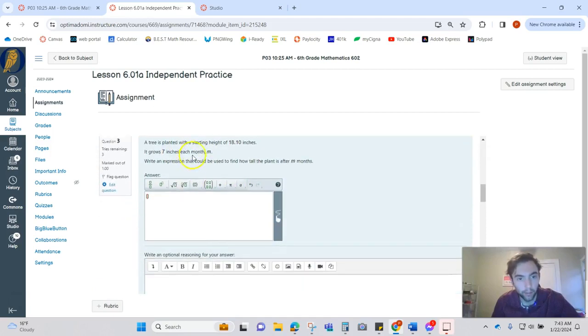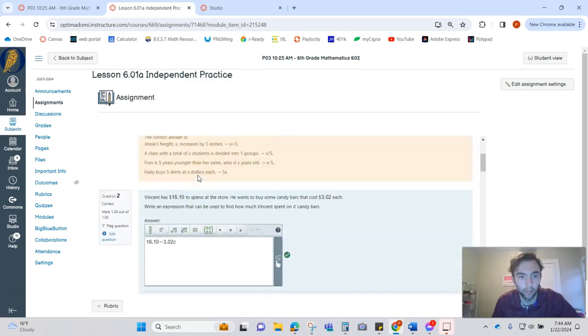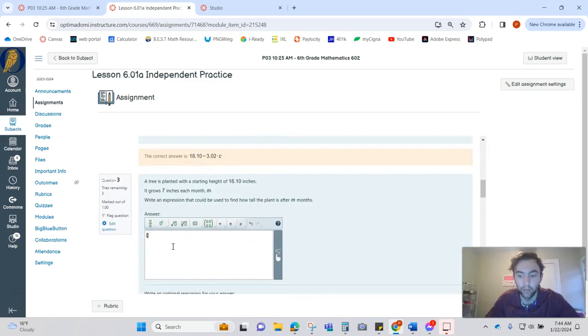A tree is planted with a starting height of 18.10. Oh, hey, same number. It grows 7 inches each month. Okay, this kind of sounds a little bit like this one up here, right? We start with that. The story starts at 18.10. That's where it starts. Then we're growing 7 inches each month. So grow is a vocab word, like that we are adding height each month. So I'm going to plus.